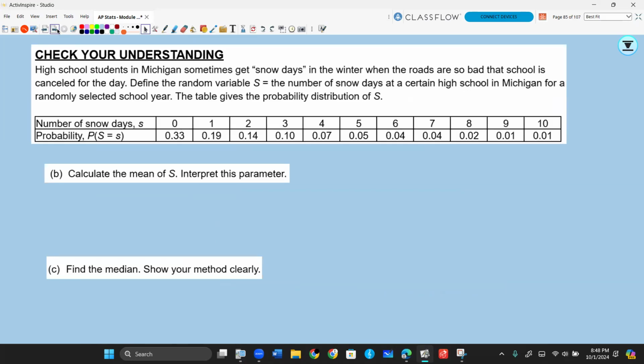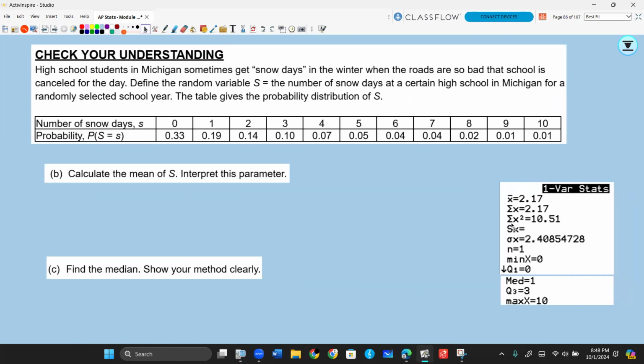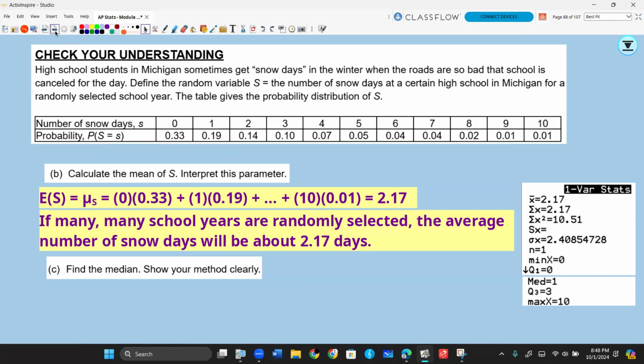All right, part B, calculate the mean of S, interpret this parameter. Well, we've already calculated with our TI-84, it's 2.17. So as far as the calculation goes, we want to show a couple steps. So again, I'm going to do 0 times 0.33 plus 1 times 0.19, and just do a plus, and go right to the last one, plus 10 times 0.01, and you can just show that it equals 2.17. Interpretation is the average. So in many school years, if they're randomly selected, the average number of snow days will be about 2.17 days.